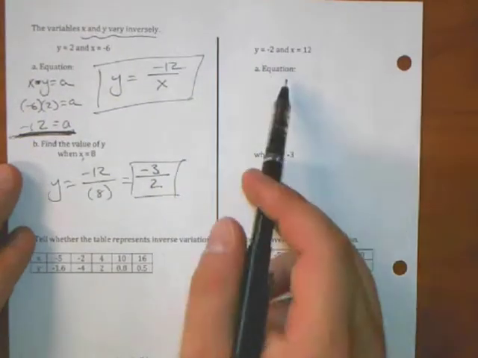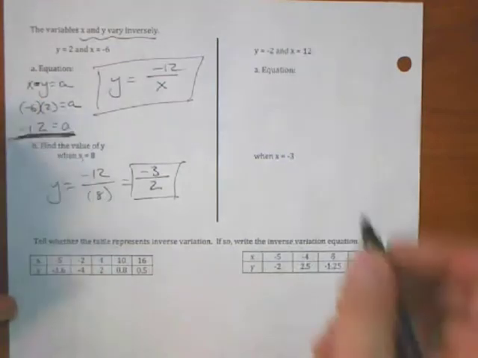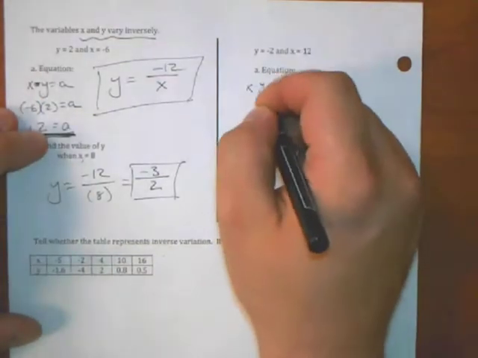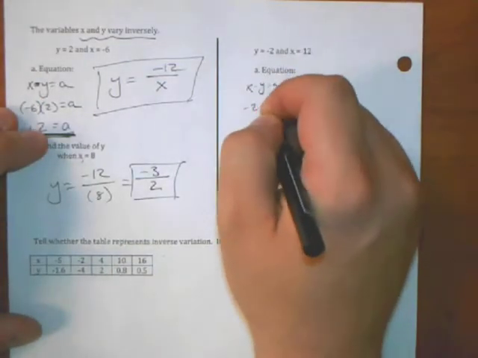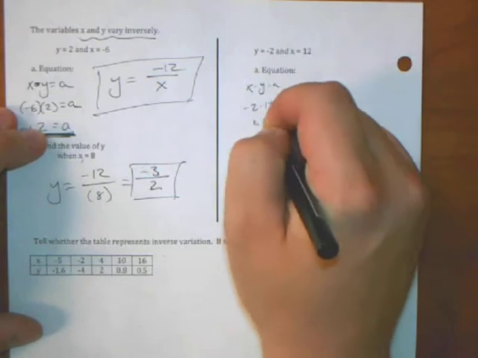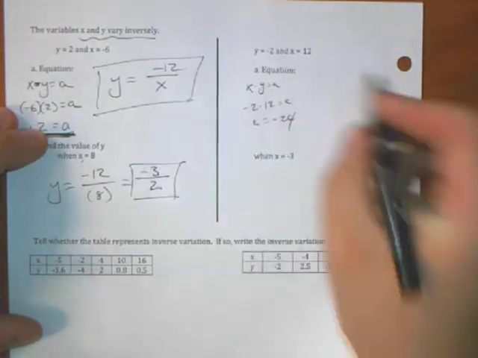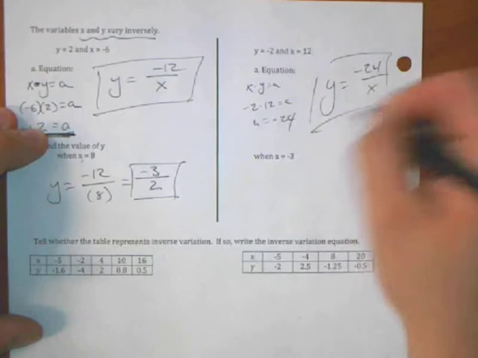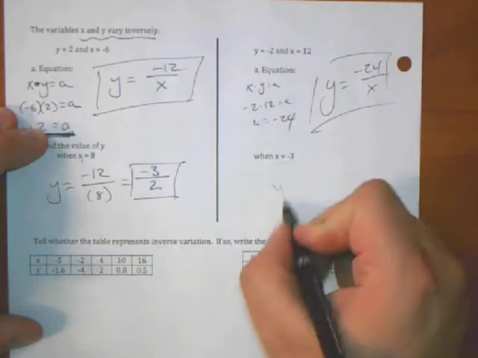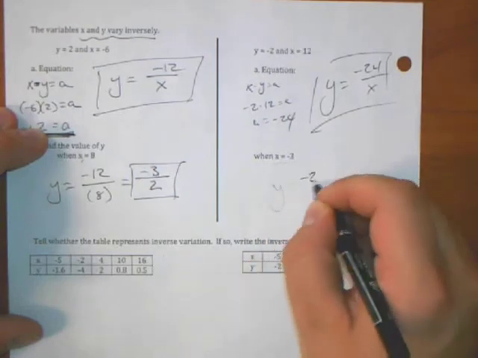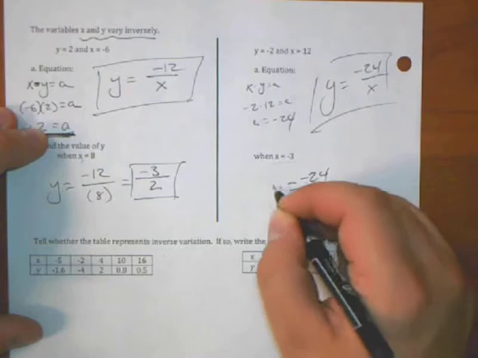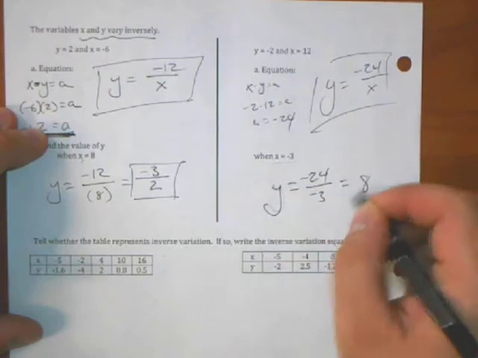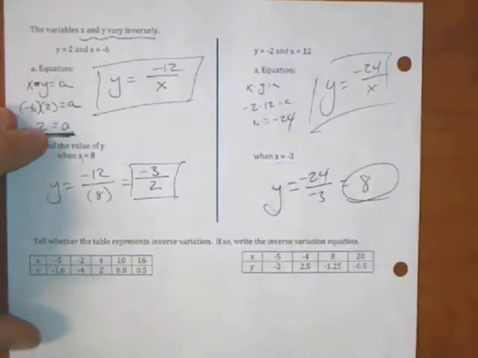Let's calculate this guy on your own. Your equation should be, let's see, x times y equals a, -2 times 12. So you do 24 divided by 8. A is 24, therefore your equation is y equals -24 over x. When x is -3, you say y is equal to -24 over -3 equals +8.